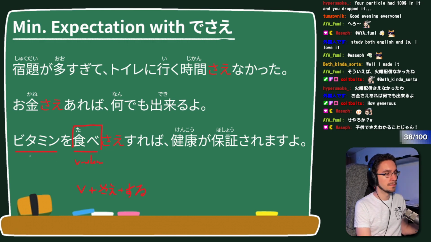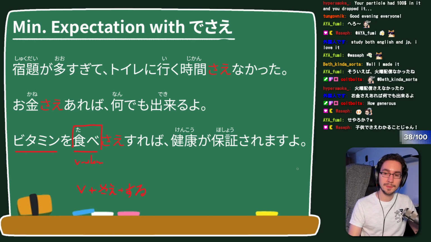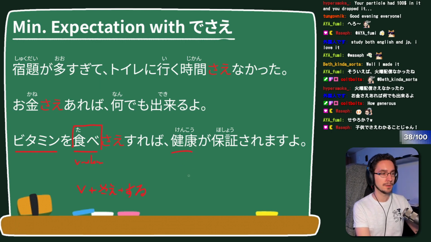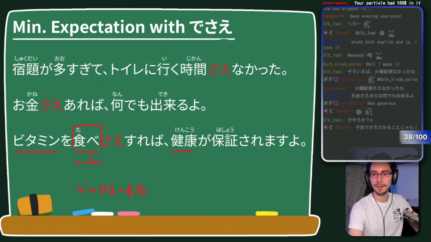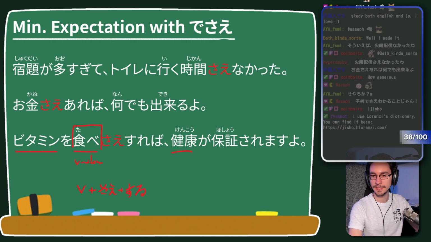And then ビタミンを食べさえすれば健康が保証されますよ. As long as you eat your vitamins, your 健康, which means your health, good health. I think that's 平凡. We can go check. That's why we have the dictionary. Ladies and gentlemen, that is why you have learned this dictionary. So you can always check. If you're not sure about a pitch, just go look it up. But I'm pretty sure I don't see a reason why it wouldn't be just 平凡 accent. And look at that, it is.